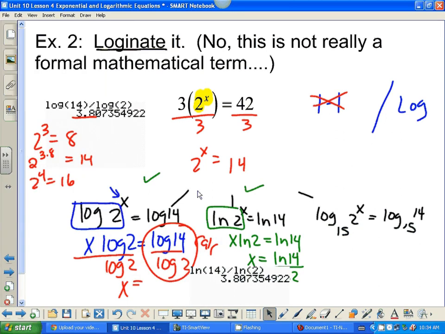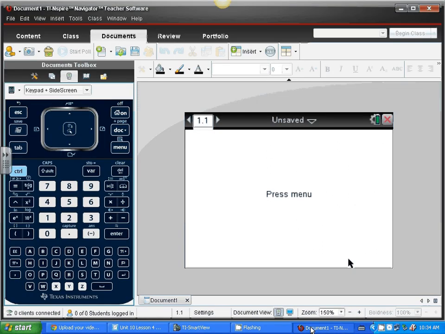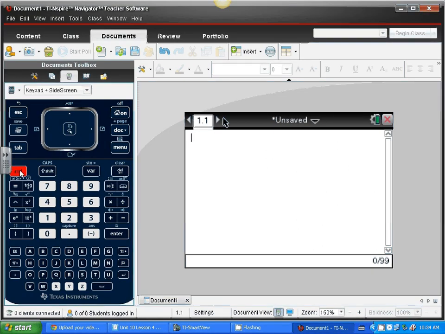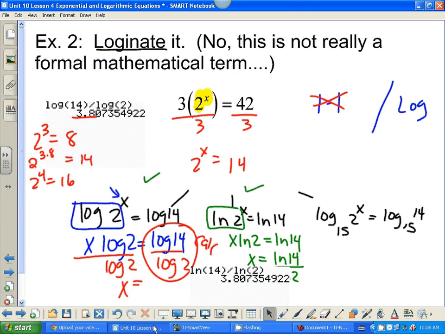And then I could do it on the Inspire because it can handle other bases. Let's see. So I can do the log base 15 of 14, and I can divide that by the log base 15 of 2, and I still get 3.8. All right, moving right along.